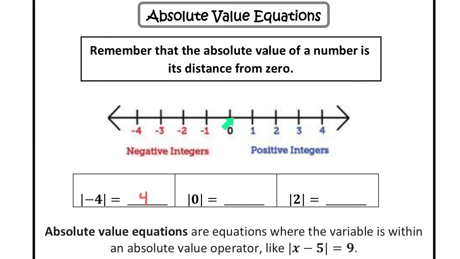If I'm looking at 0, how far is 0 from itself? Well, it's 0 steps away. And then if I'm looking at +2, how many steps does it take to get to +2? 1, 2. 2 steps. So again, the absolute value of -4 is looking at the distance from the 0. How far is -4 to the 0? How far is +2 to 0? How far is 0 to itself?